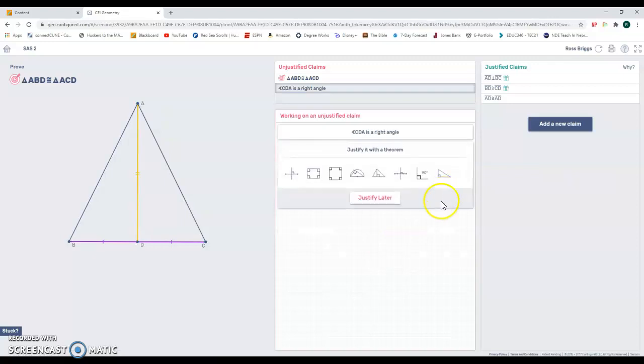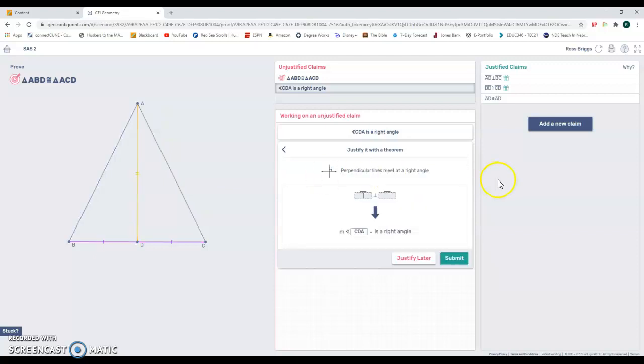Confirm. That's what we want to claim, to justify. So we got our theorems that we could possibly use here. Theorems or postulates. I like this first one. It says perpendicular lines meet at a right angle. Let's use that. What's perpendicular?